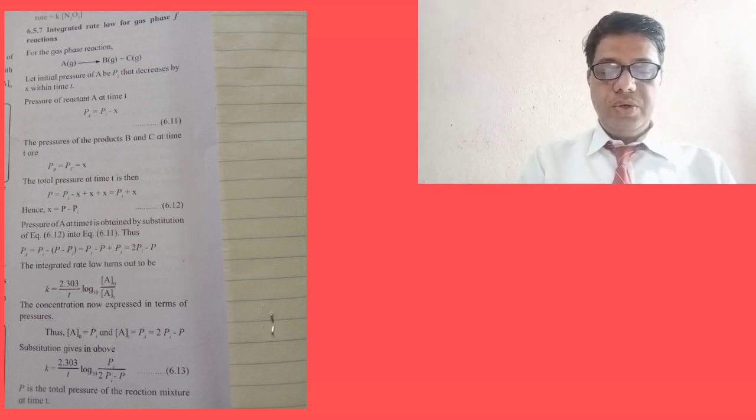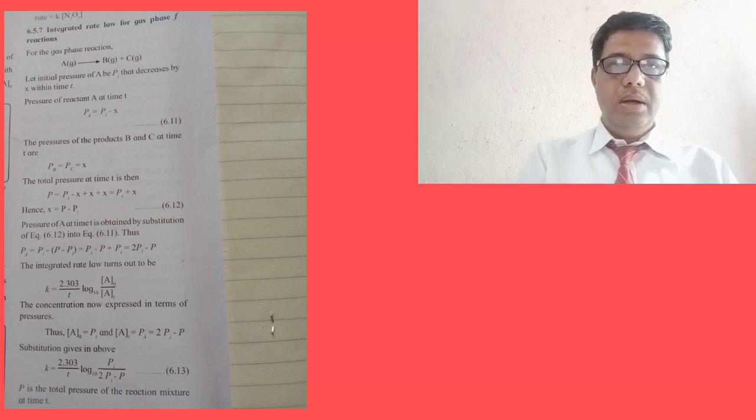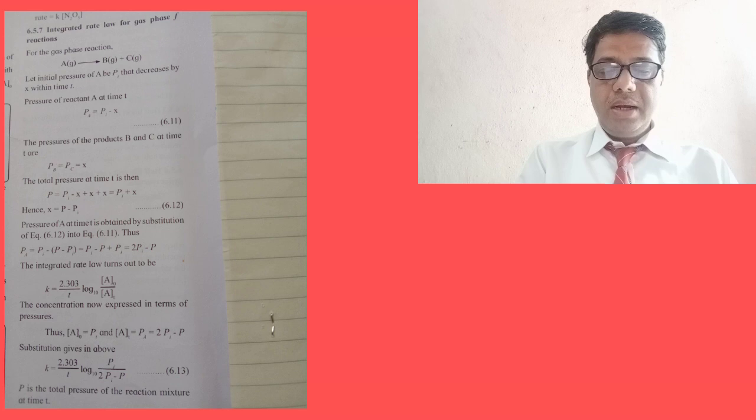Solving the equation, minus X plus X gets cancelled. Remaining, it is equal to Pi plus X. Therefore X is equal to P minus Pi. This is equation 6.12. Now the pressure of A at time T is obtained by substituting equation 6.12 in equation 6.11.